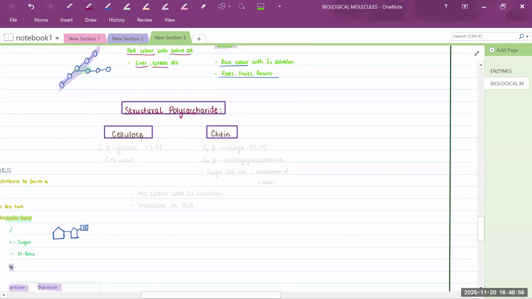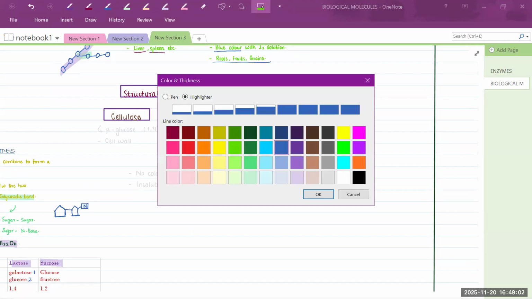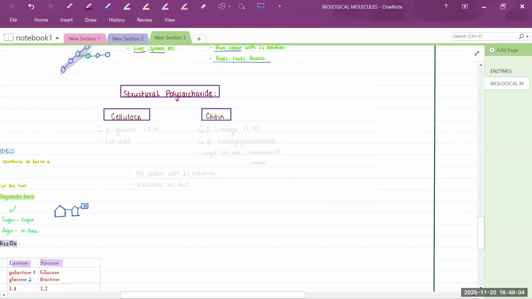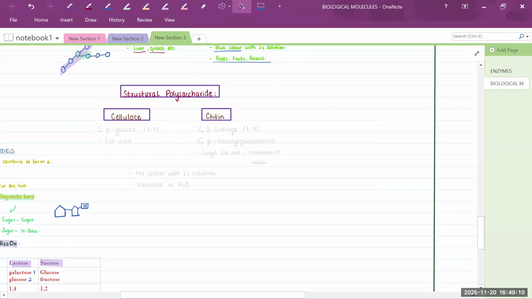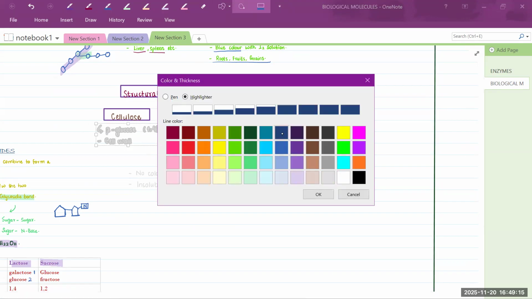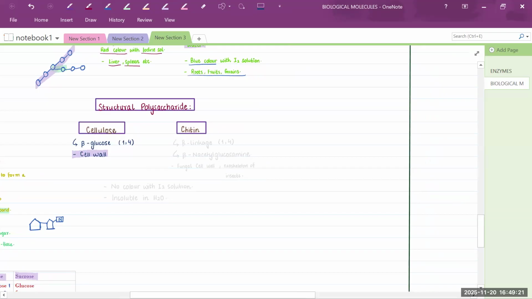Moving to structural polysaccharides, we have cellulose and chitin. The monomer for cellulose is beta glucose, and it is called a structural polysaccharide because it is used to make cell walls of plants, as we know. That's all you need to know about cellulose.